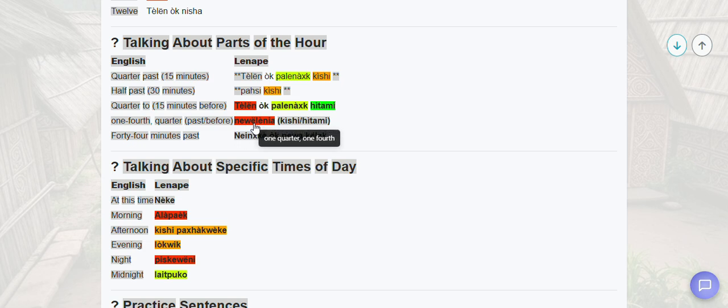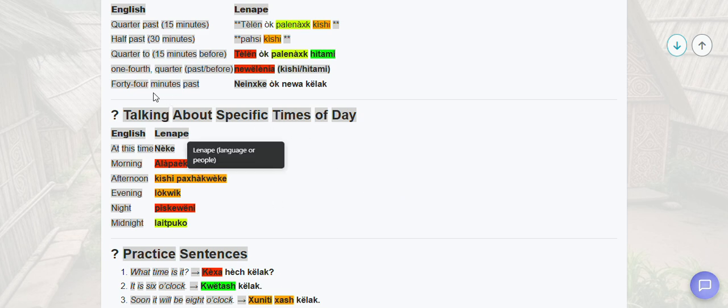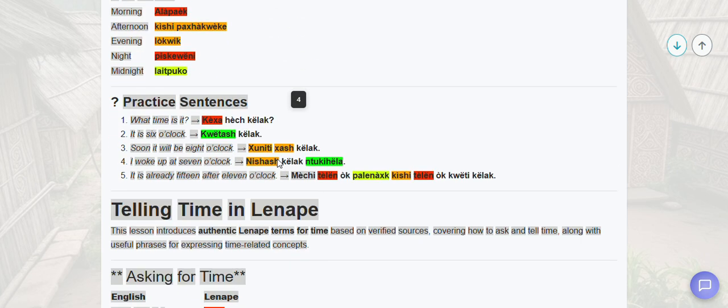but I'm assuming to save yourself some time if you're speaking Lenape, especially if you're trying to speak it every single day, then Newalenia. Newalenia is a quarter. So Newalenia Kishi, or Newalenia Hitami before. And then 45 minutes pass, so Ninke Ok Newa Clock. So Ninke is 40 in this context.